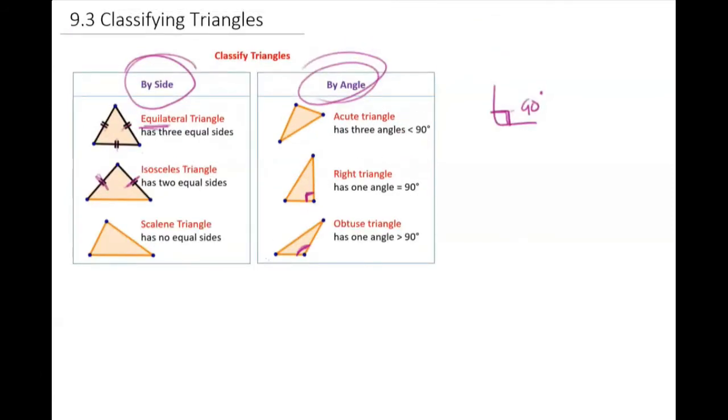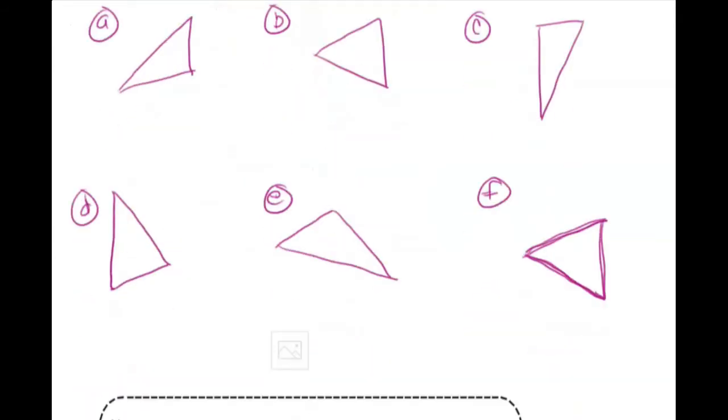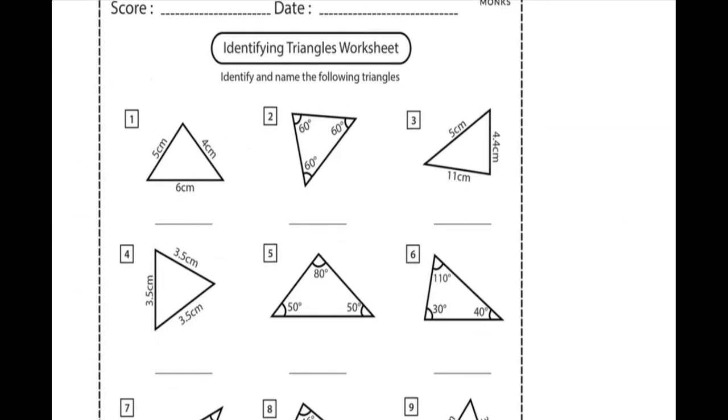Okay, so part of math is learning the math vocabulary. It almost is like learning a different language. So I want you guys to be comfortable hearing all of these terms and then being able to utilize them as well. So by side, we're going to classify them as equilateral, isosceles, or scalene. And by angle, we're going to classify them as acute, right, or obtuse. I wish I could see you all in person and I would make you articulate those back to me.